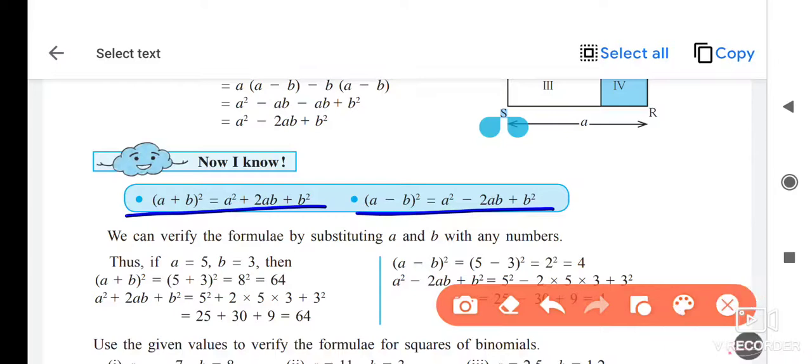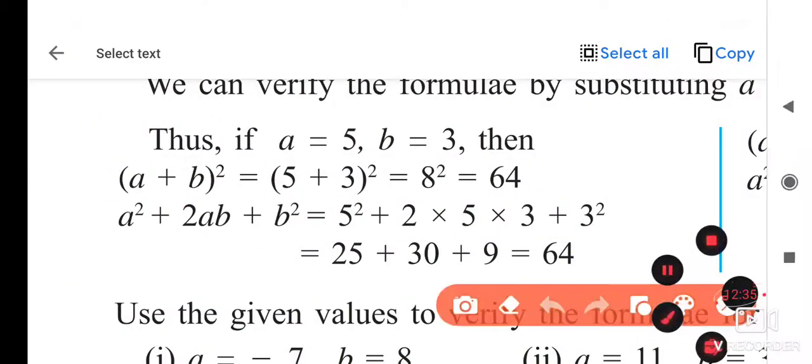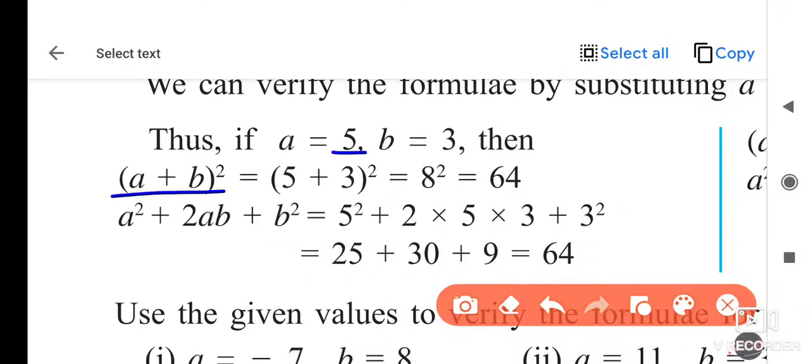So here, if a and b are given, verify the formula. Verify means we have to verify it. So first of all, (a plus b) whole square, a is equal to 5, so a's value 5 is put here, b's value 3 is put here. 5 plus 3 is equal to 8, whole square, so 8 square, and 8 square is 64.